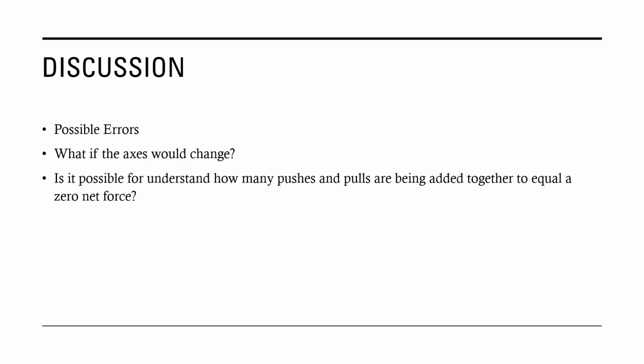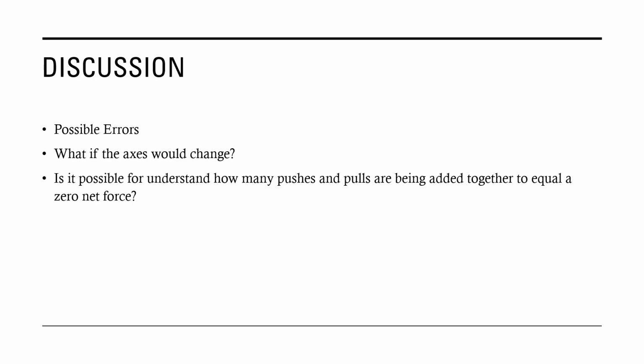So we ask ourselves, is it possible to understand how many pushes and pulls are being added together to equal zero net force? This goes back to highlighting the forces that were negligible. We need to take into account the pushes and pulls, meaning we need to take into account the horizontal forces and the vertical forces, and we need to make sure that they equal zero in and of themselves. We need to think equilibrium and have an expected result of the magnitude 0. I hope that made sense.